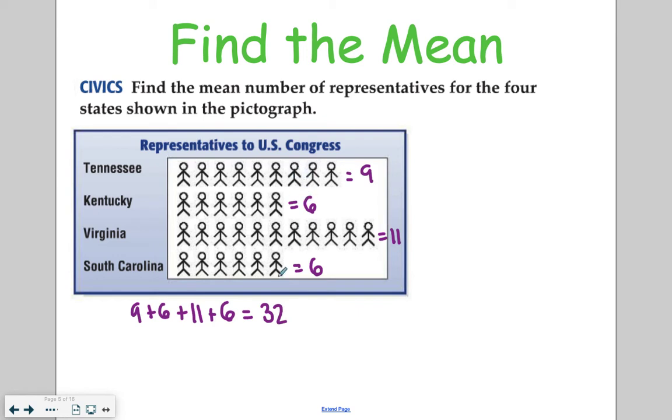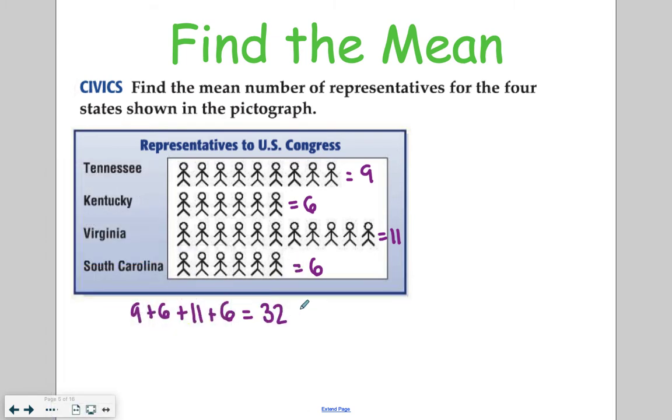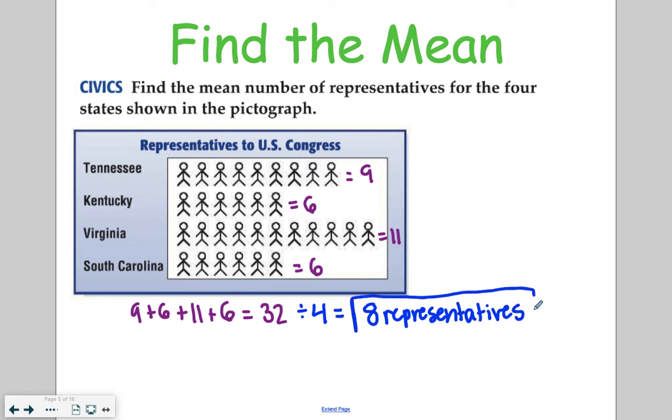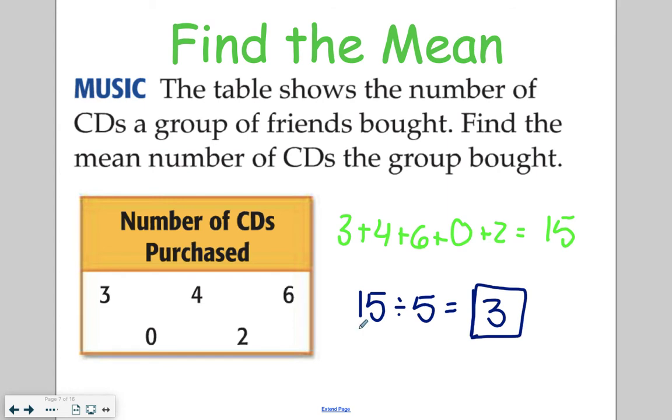Then you take that and divide by the number of data points. So we had 1, 2, 3, 4 states. So when you divide by 4, you get an answer that the mean is 8 representatives. So again, you add them all up, and then you divide by the number of data points, which in this case gave us the 8 representatives. Go ahead and try this one on your own, finding the mean number of CDs purchased. So you add them all up, 3 plus 4 plus 6 plus 0 plus 2 gives you 15. Dividing by your 5 data points gives you 3 CDs as the mean number.